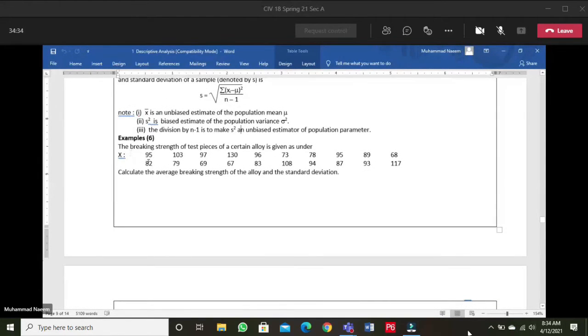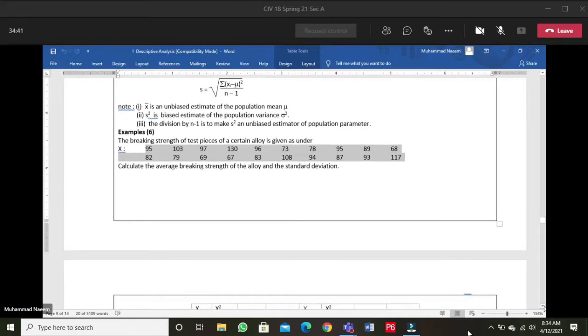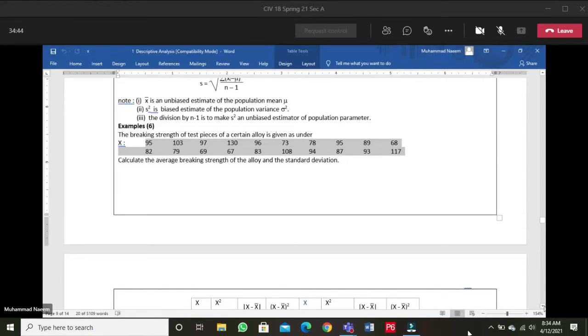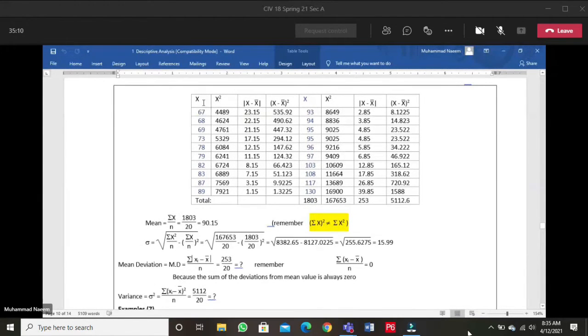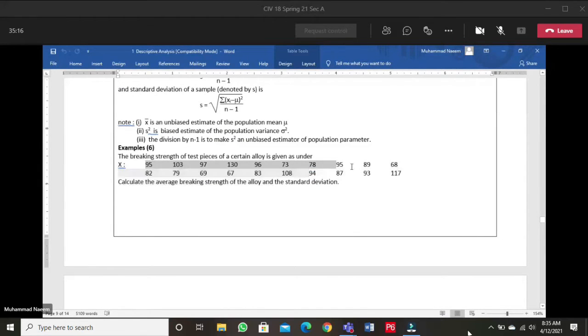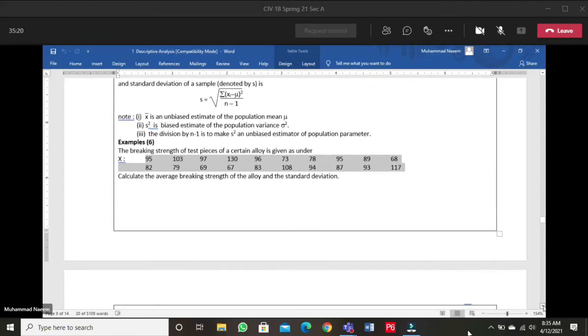Okay, let me calculate some of the measures using a set of data. Let me have the information of 20 observations about breaking strength of test specimens of a certain alloy, which is given. Calculate average breaking strength and standard deviation. So put all the values of X. This type of data is ungrouped data. We don't have frequencies, we don't have classes. So this is called ungrouped data.